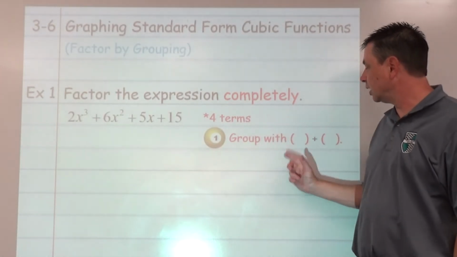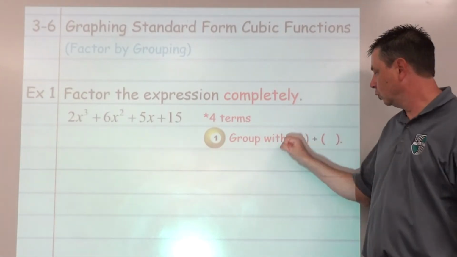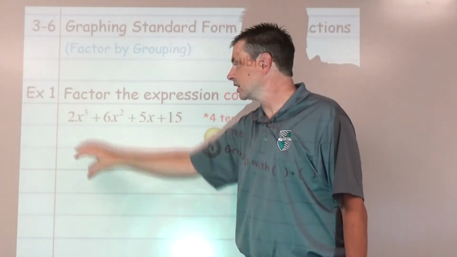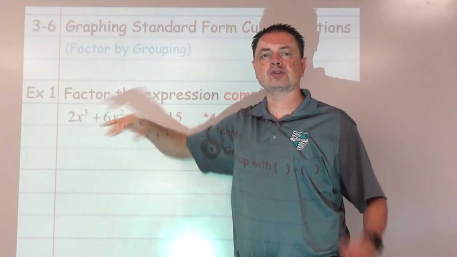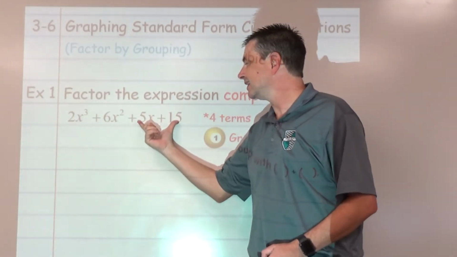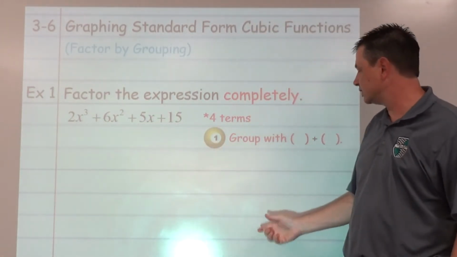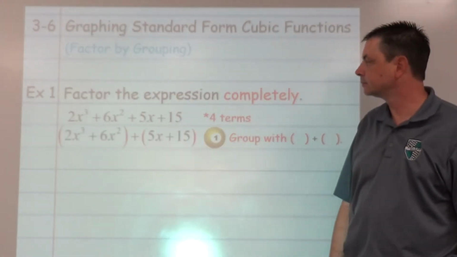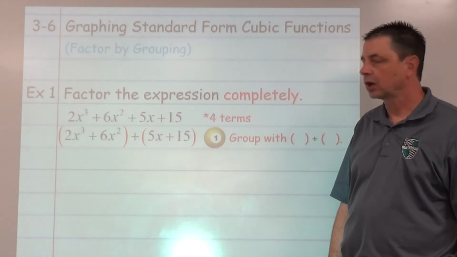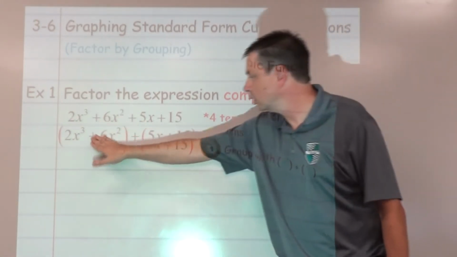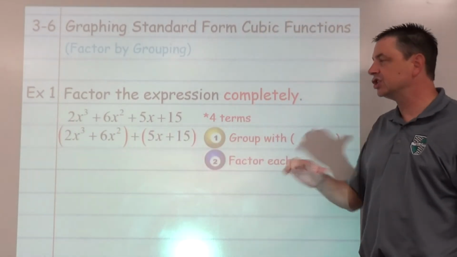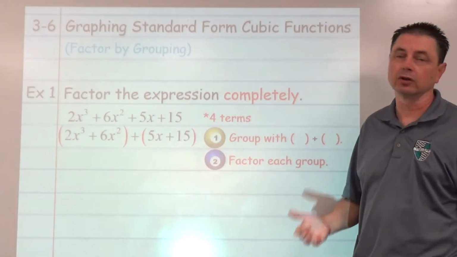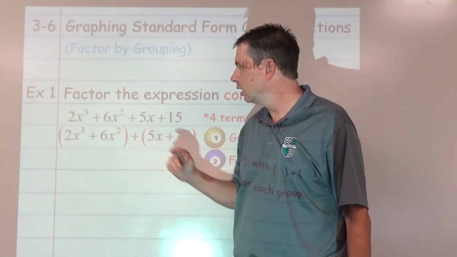Step number 1 is going to group with parentheses. Typically, most of the time, that's going to mean take your first 2 terms and group those in parentheses, take the second 2 terms and group those in parentheses, and the plus sign stays in the middle. Our next step becomes to factor each of those groups, and that's typically going to be greatest common factor factoring. So we're looking for what's in common.